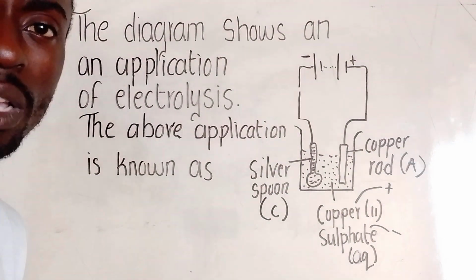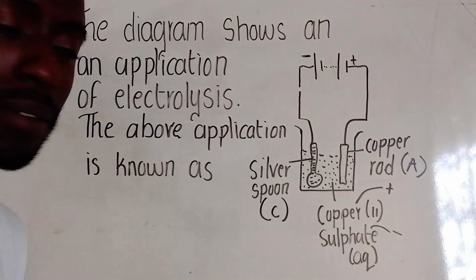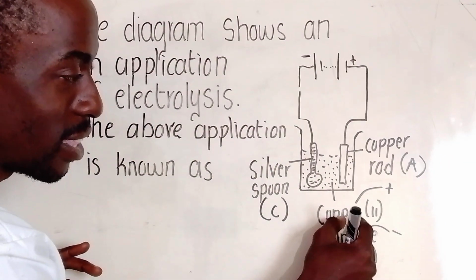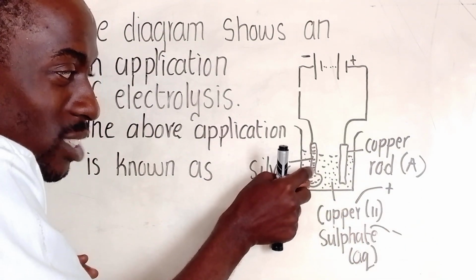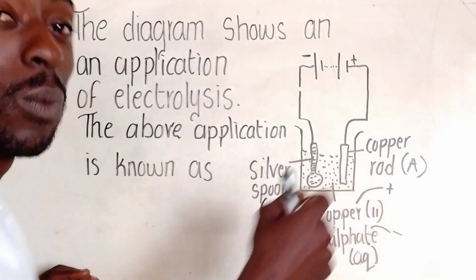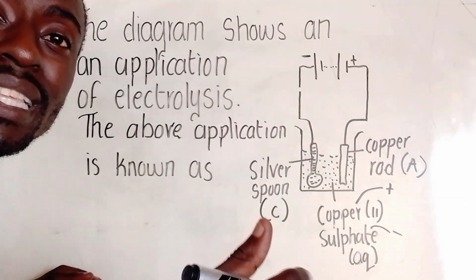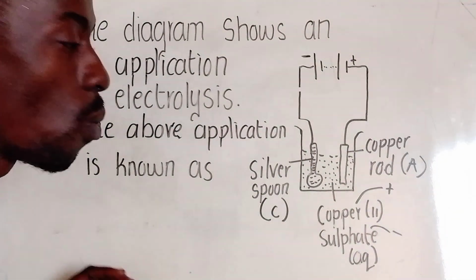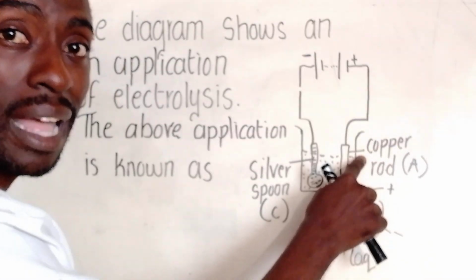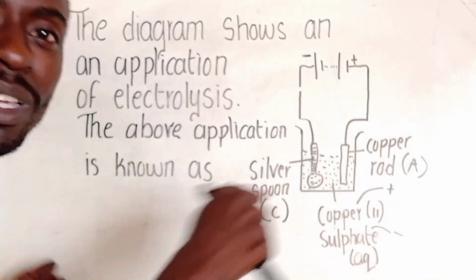Now let us continue. You must know that while the copper ions are being coated onto this spoon, at the same time the copper rod is being diminished. While it is being diminished, it is being replaced by copper from the solution, because that is also breaking. It is also in a solution.